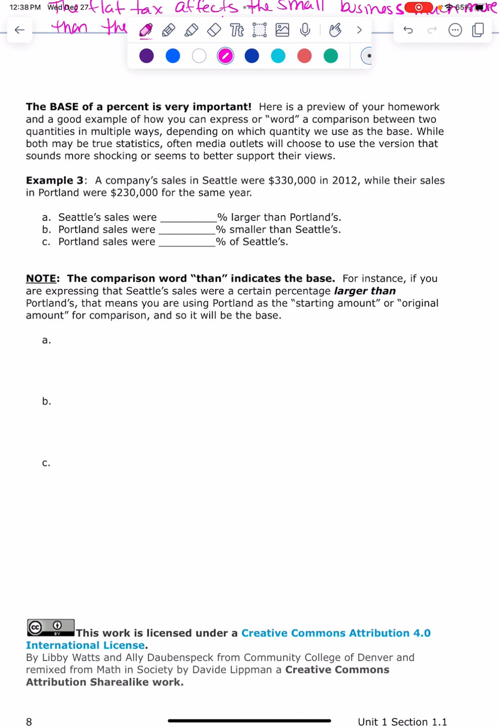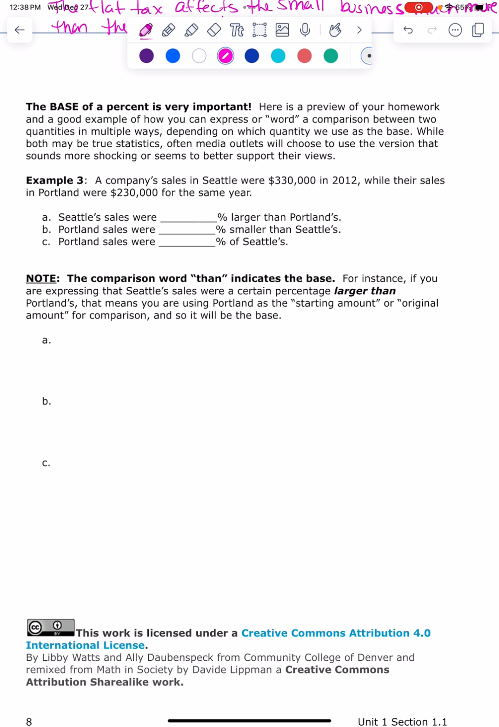So we're going to do an example with company sales. Seattle sales were $330,000 in 2012, while their sales in Portland were $230,000 for the same year. So we're going to find: A, Seattle sales were blank percent larger than Portland's. B, Portland sales were blank percent smaller than Seattle's. And C, Portland sales were blank percent of Seattle's. So those are all different values that you can find based off these two numbers, but they're found in very different ways.